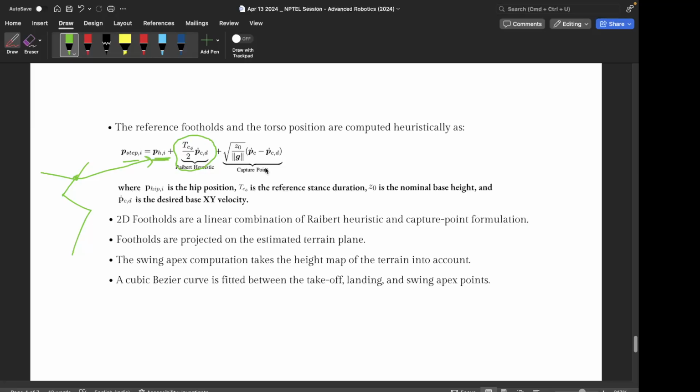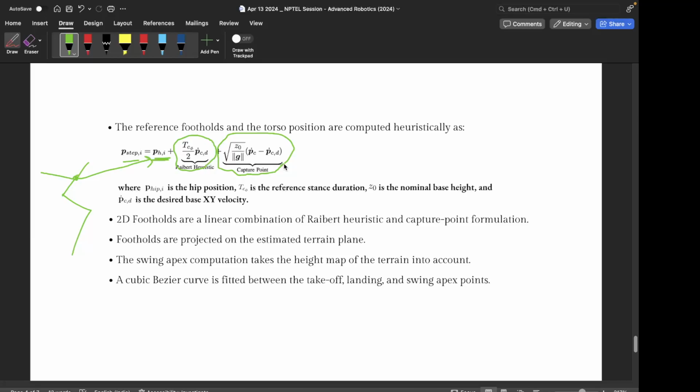And there is another correction term which accounts for a disturbance or tracking error in the velocity; the robot should step accordingly in order to correct itself, right? So let's say the robot is going in the plus x direction, and if I give it a slight push, then there will be a difference between the actual velocity and the reference velocity, right?